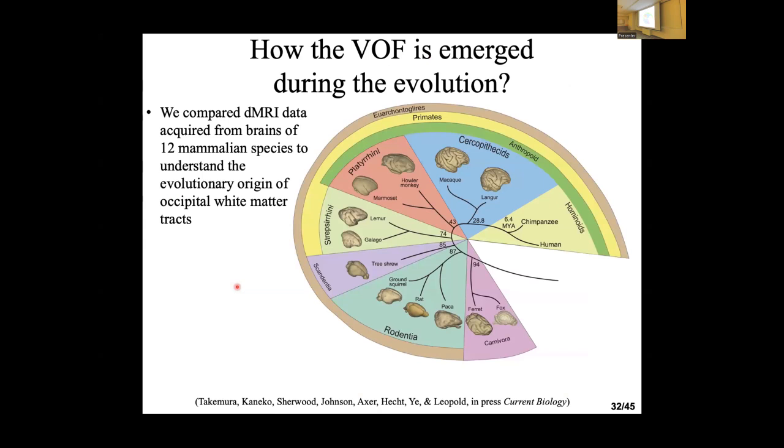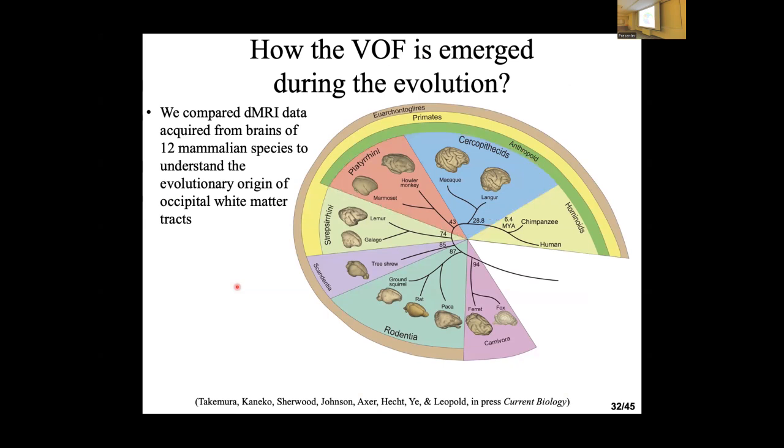I think this paper was very recently accepted. We collaborated with Chet Sherwood, maybe Markus Axel, Erin Hecht, David Leopold, Frank, and Takaaki Kaneko. So we compared diffusion data acquired from 12 mammalian species, which were strategically selected along the evolutionary tree to better understand the evolutionary origin of occipital white matter tracts.